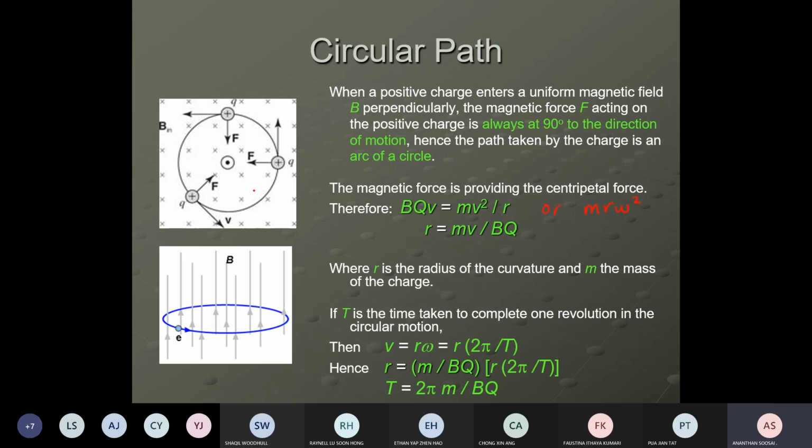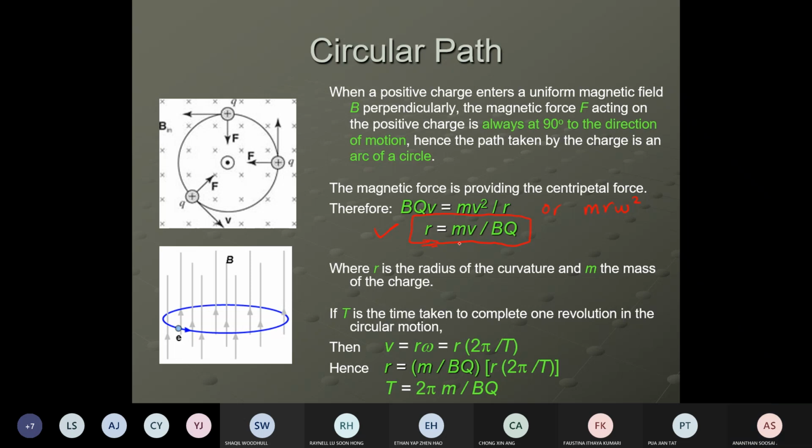So here, if the question asks, what is the radius of the circular path it makes? You have to do BqV same as mv squared over r. So from here, you make the r as a subject. You can find the radius of the curvature. I would say this is a very important equation for you to remember. A lot of things can be asked from this equation. Okay. So the radius of the curvature is found to be mv over Bq.